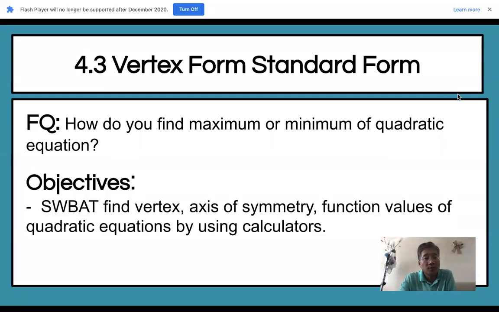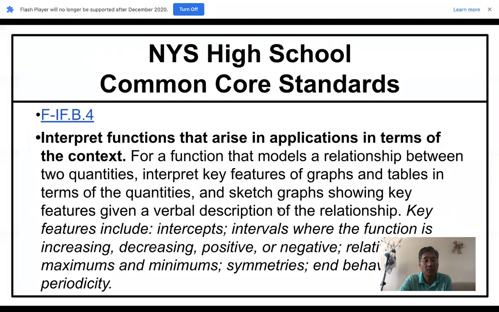Hi everyone. Today we are going to do 4.3 vertex form and standard form. You will find the vertex, axis of symmetry, and function values of quadratic equations by using calculators. If you know how to use a calculator, your life becomes very easy, right? Let's start by actually doing it now.